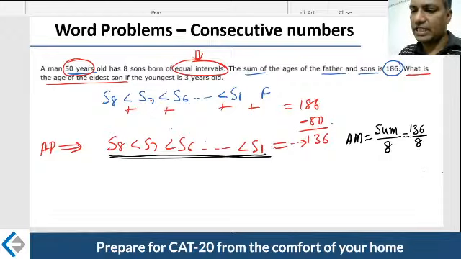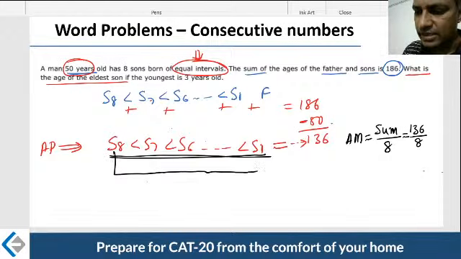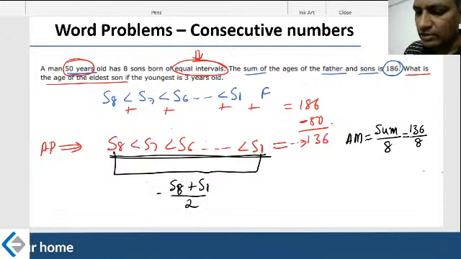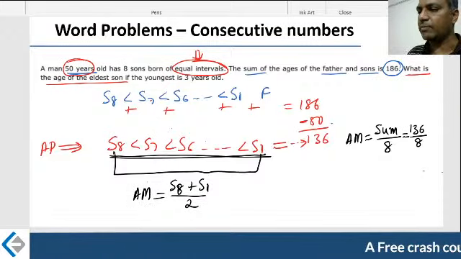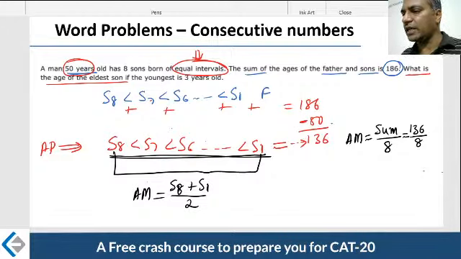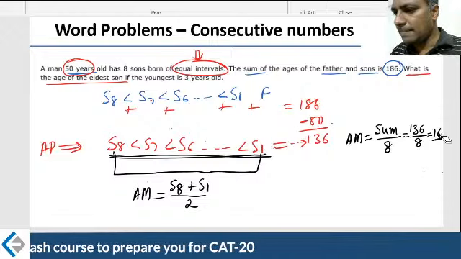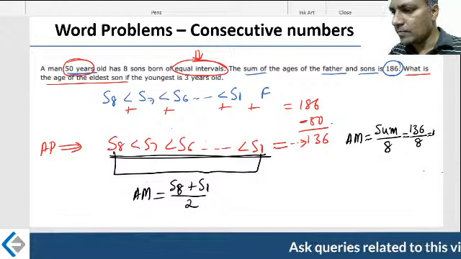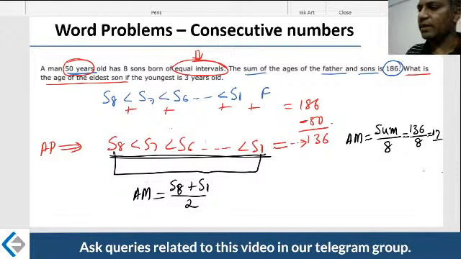The same arithmetic mean can also be written as s1 plus s8 divided by 2. The youngest son and the oldest son divided by 2 is also the arithmetic mean, my friends. I already know the arithmetic mean here. Simplify this, and it becomes 17. Yes, 17 is the arithmetic mean.